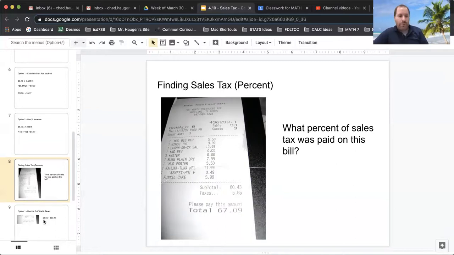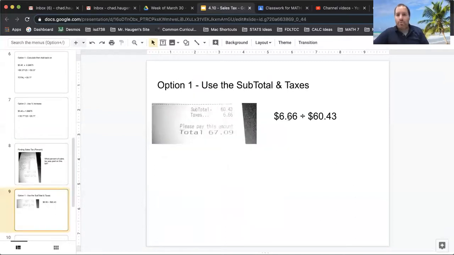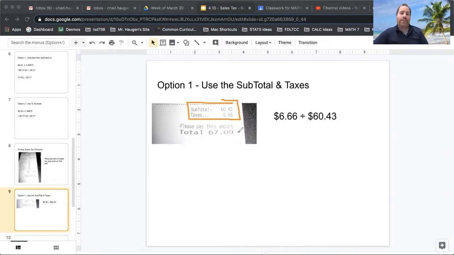It doesn't matter which one you use. So we're going to go over option one. All right, and we're going to use a little bit of division. Okay, we can use this idea with these amounts, right? We have our total and then our taxes being added together, and they added that and got this amount.